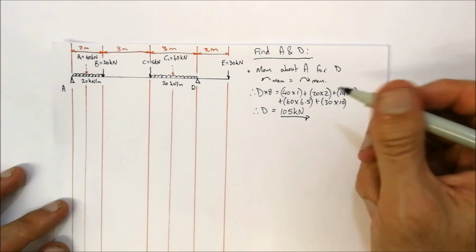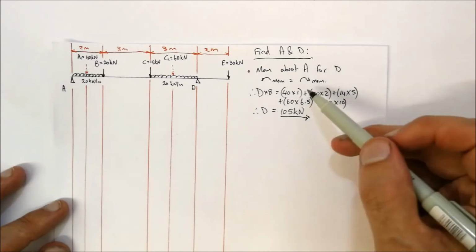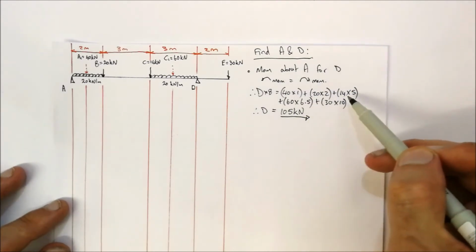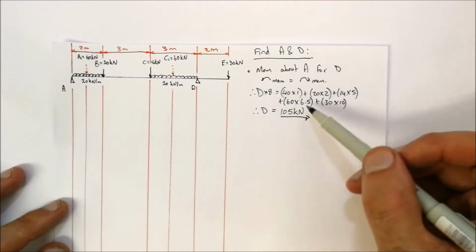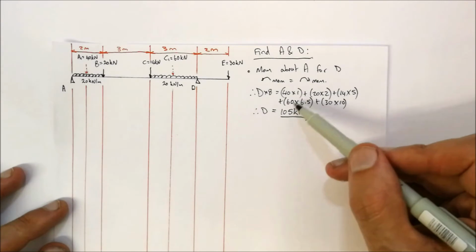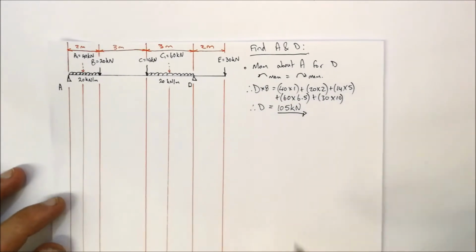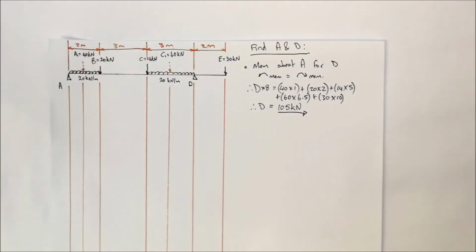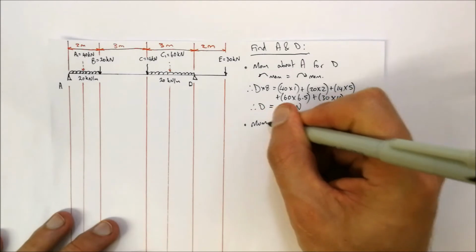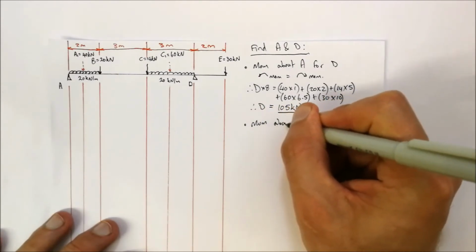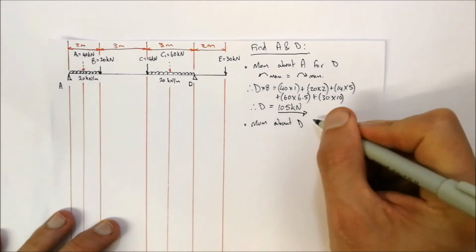Okay, you will realize that all these values, forces that I've taken into account, I might not have written times 10 to the 3 over there, but I've kept them in context so that I can get a correct answer in kilonewtons as shown over there. Okay, so now we're going to take moments about D for A.